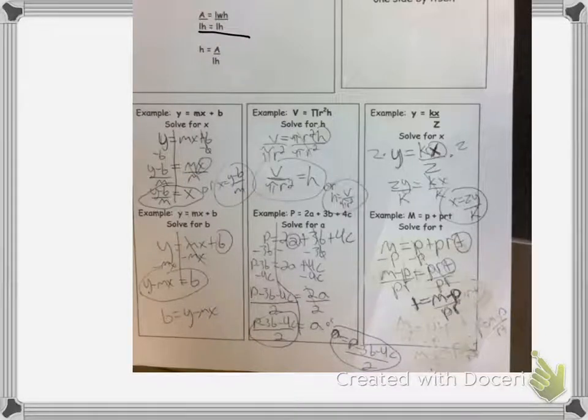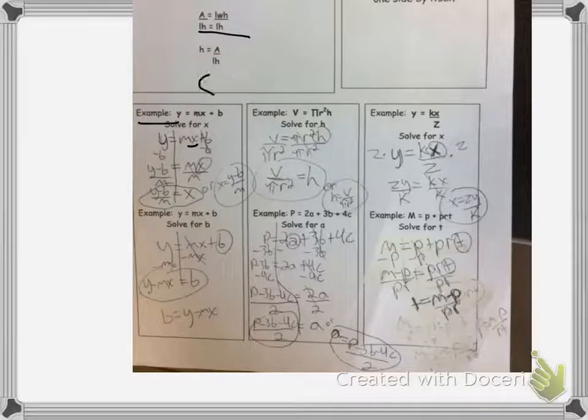Alright guys, we're going to look at literal equations where you're going to solve for a value or a variable. So you're going to set up the equation in order to solve for it. So we look at the first example here. Y equals mx plus b. We're solving for x. That's important. Make sure you underline what you're solving for or circle it.